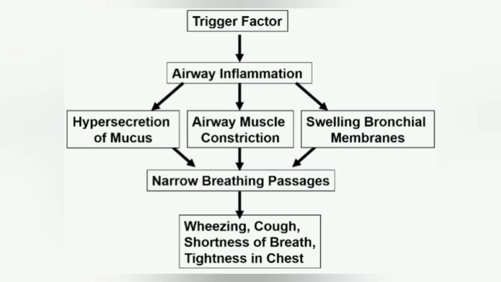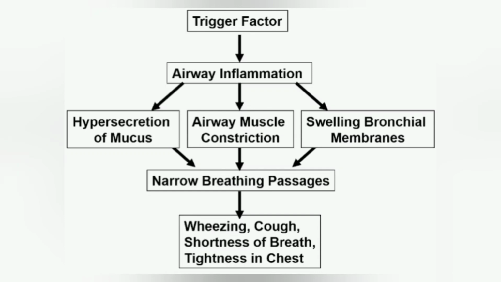Then swelling of the bronchial membranes, due to the infection or inflammation. Then it will lead to narrow breathing passages: hypersecretions, airway muscle constriction and swelling of the bronchial membranes. It will lead to a narrow breathing passage, that means an asymmetrical shape of the breathing passage. It will lead to wheezing, cough, shortness of breath and tightness in the chest. Okay, so this is the pathophysiology of wheezing.